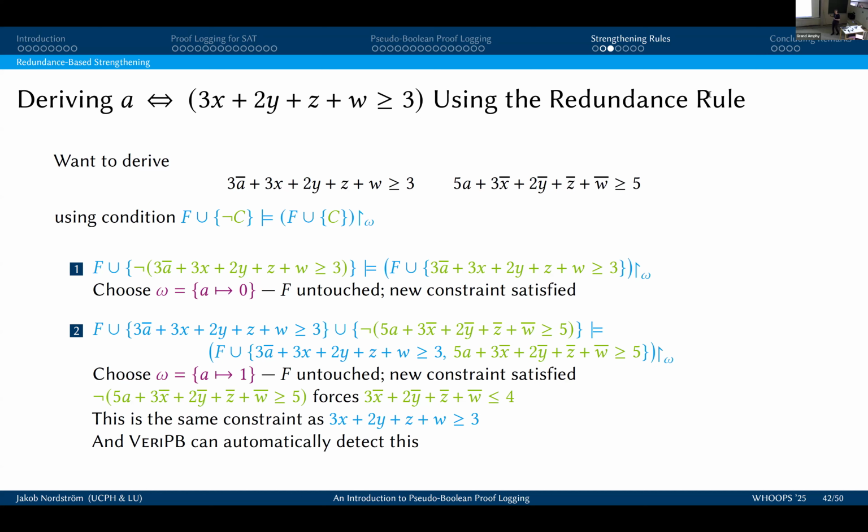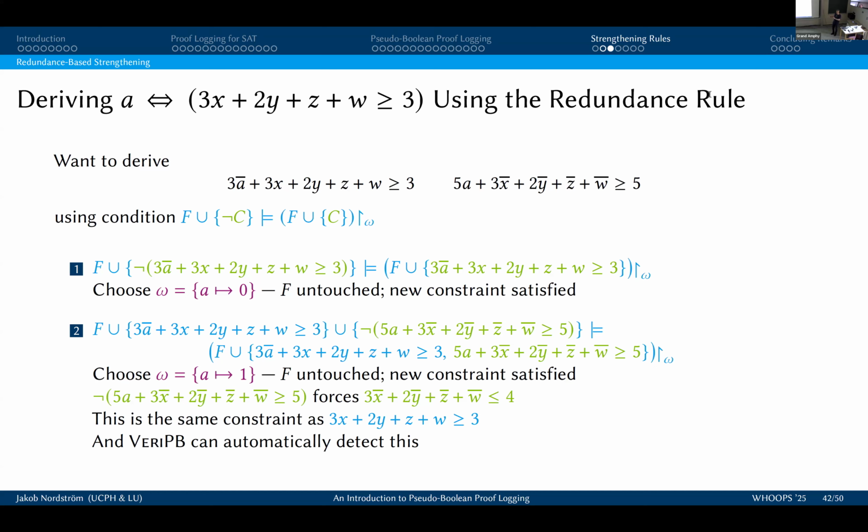This gets a bit more complicated. In the interest of time, I think I'll skip over it. The slides will be online later. But basically, again, you will just see that if you set A to true, then this constraint is vacuously satisfied, and this constraint obviously follows from this. In fact, this constraint here obviously follows from this constraint.